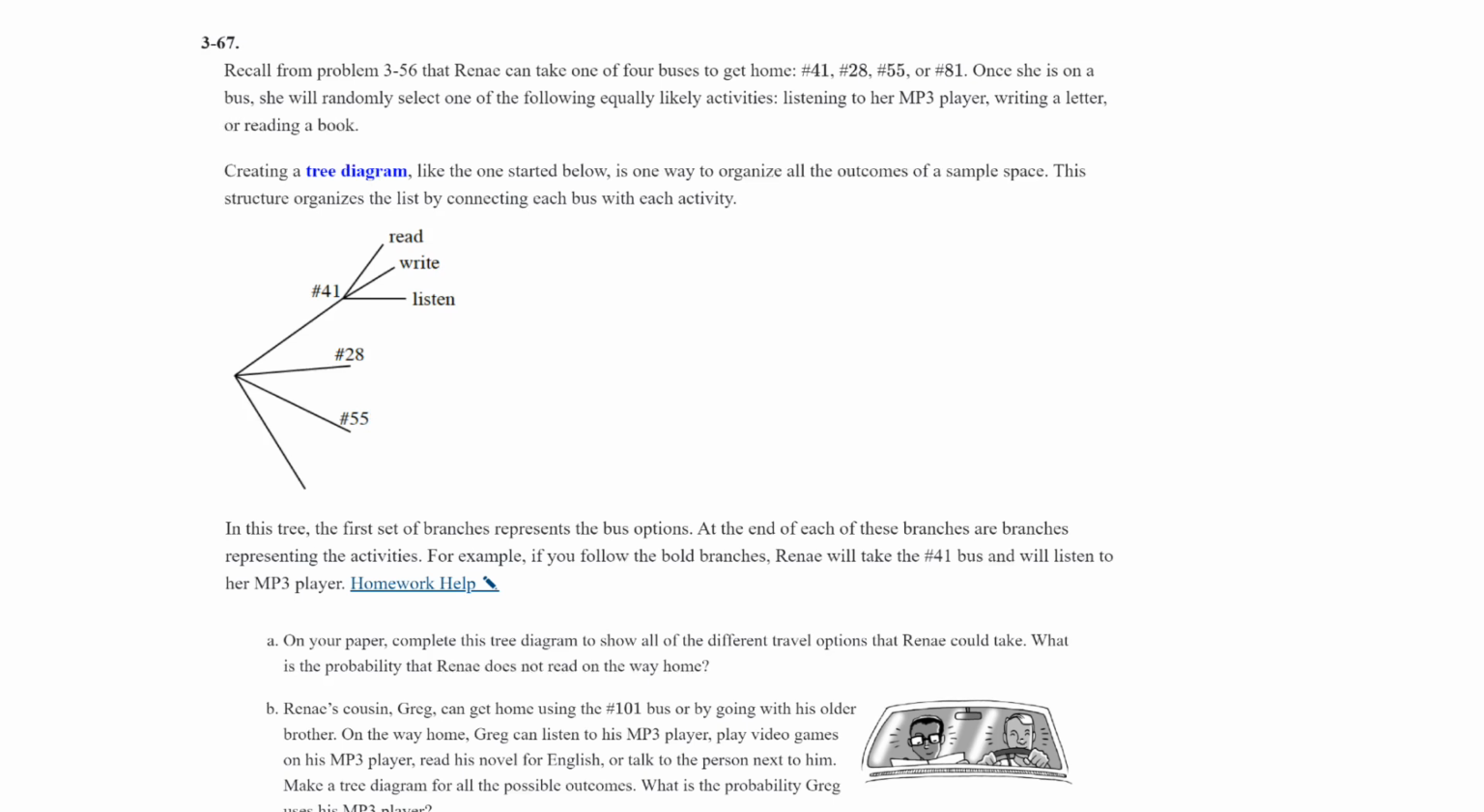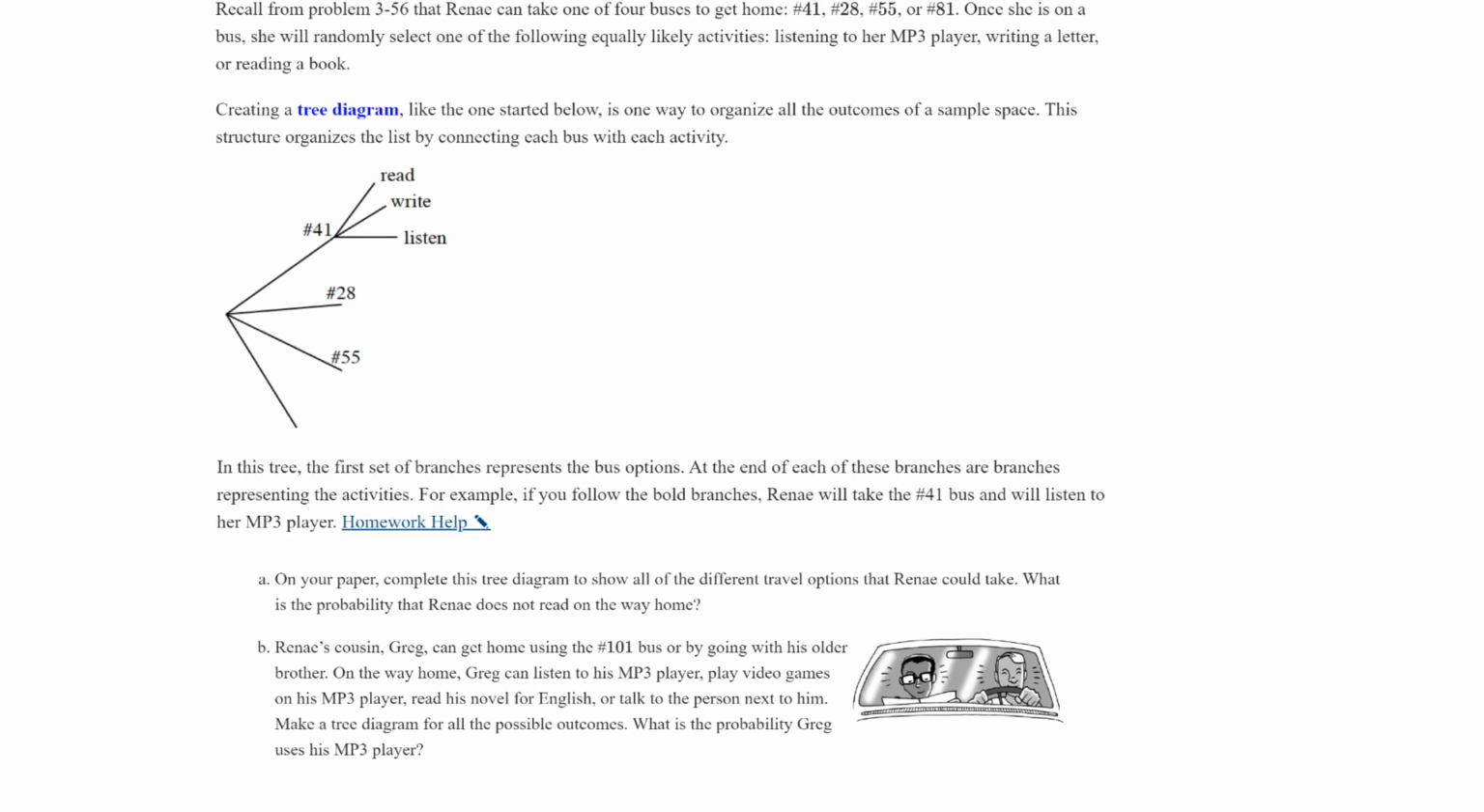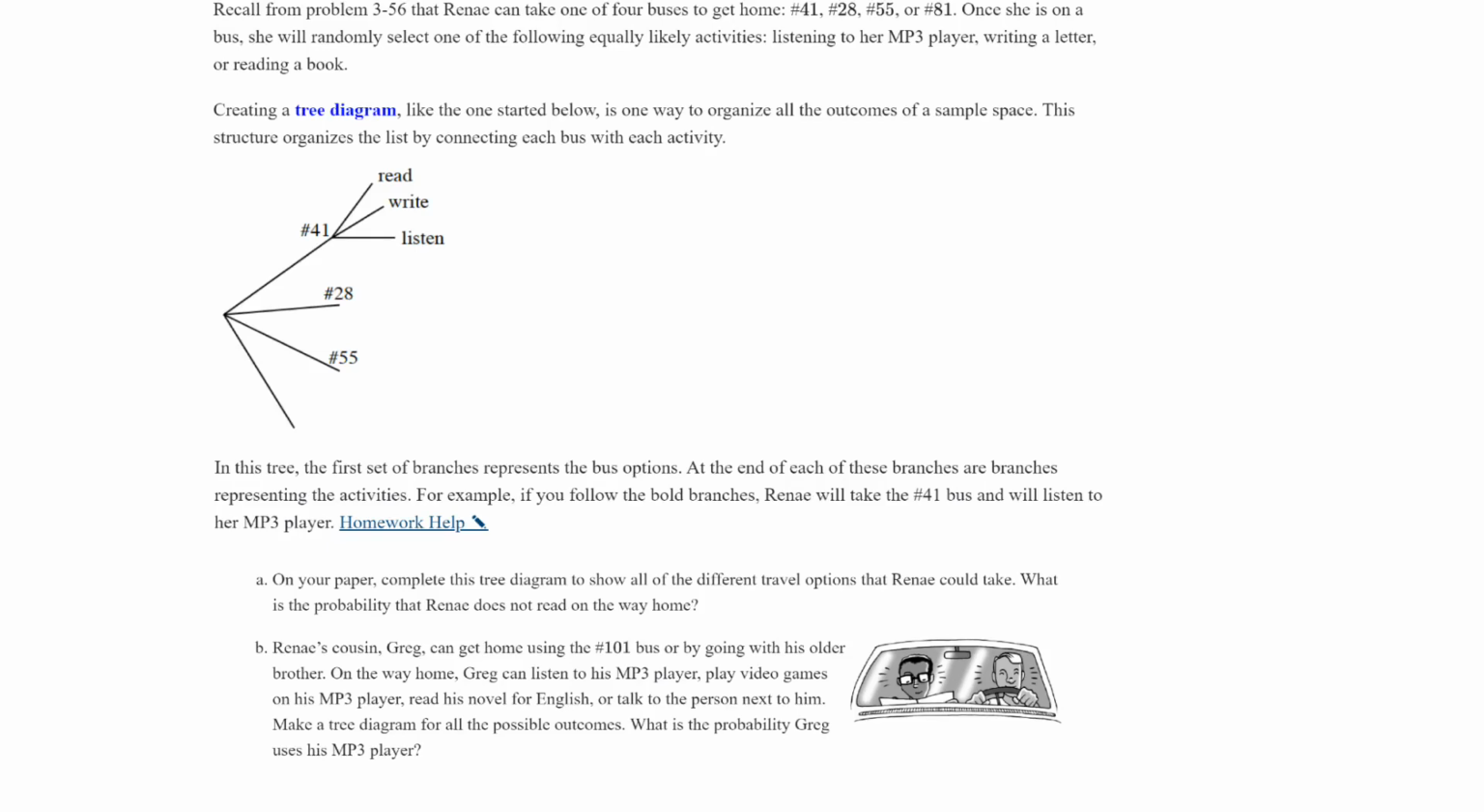Now we're going to create a tree diagram like the one started below. It is one way to organize the outcomes of the sample space. Last time we just listed all the 12 possibilities. This structure organizes the list by connecting each bus with each activity. So similar to what we did before. In this tree, the first set of branches represents the bus options, which are 41, 28, 55, and 81.